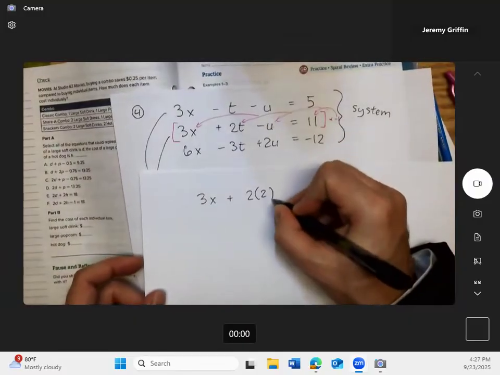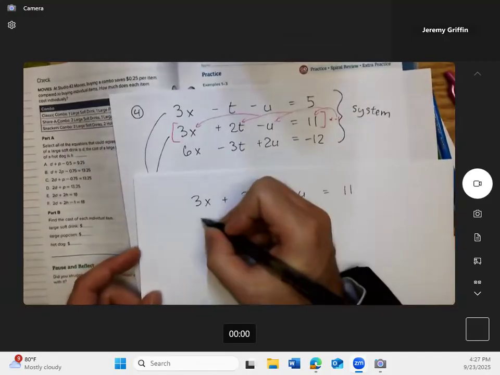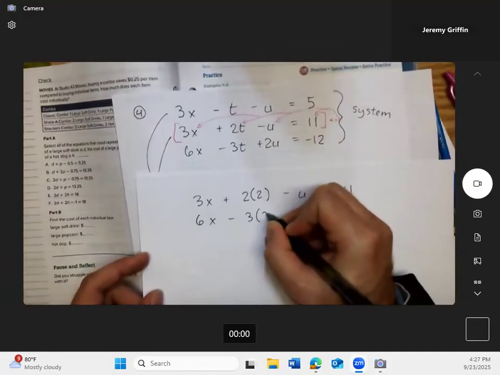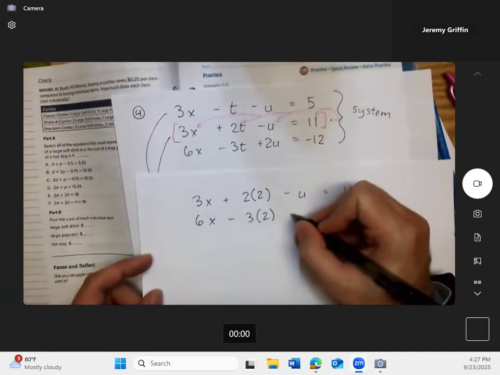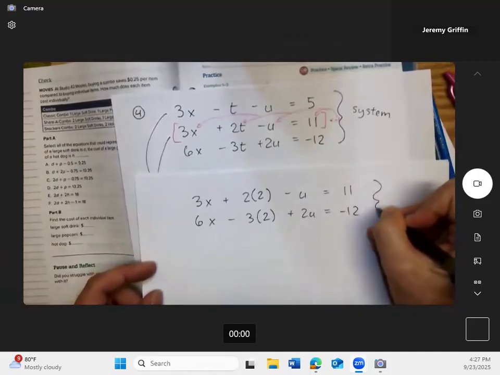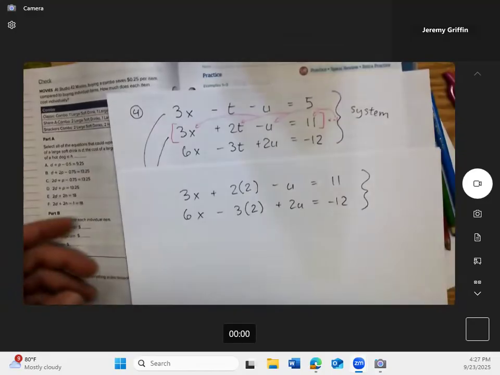Top one of these dominoes right here. Minus u. Okay, so this would add up to 11. And this other one would be 6x minus 3t, but again, I'm not going to write t. I'll just call it 2 because I know it's 2. Plus 2u is -12. Okay. So now I have two equations with two unknowns. Yeah, that would be solvable.